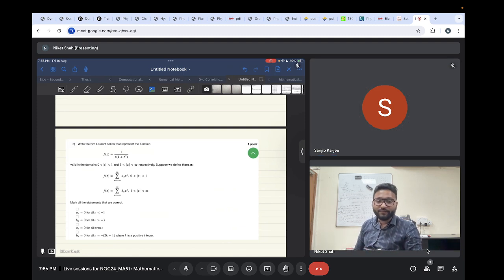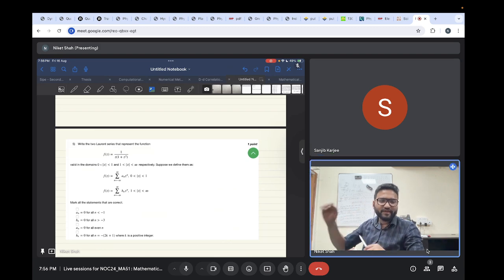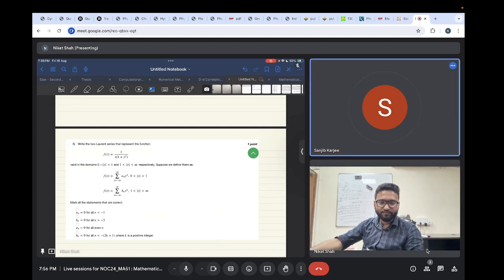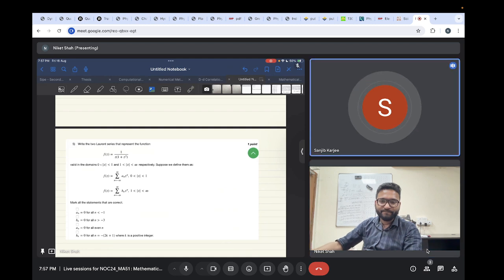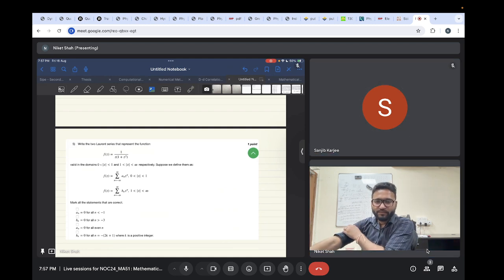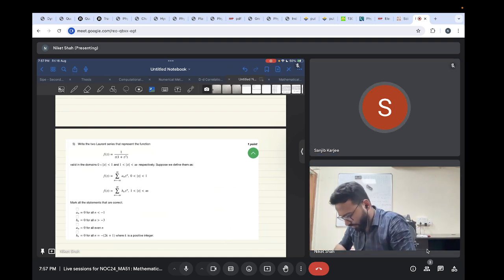Sorry, we can also define it inside the circle, not necessarily outside only. On the circle, we cannot define it because there are poles, but inside the circle also we can define it, for z not equal to 0, of course, right? Okay.